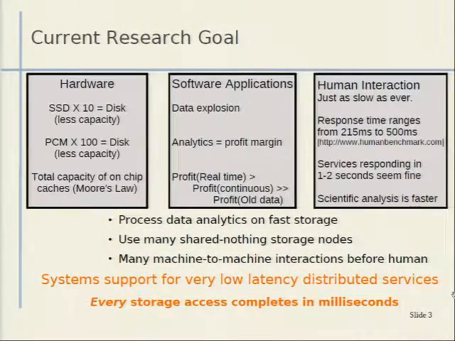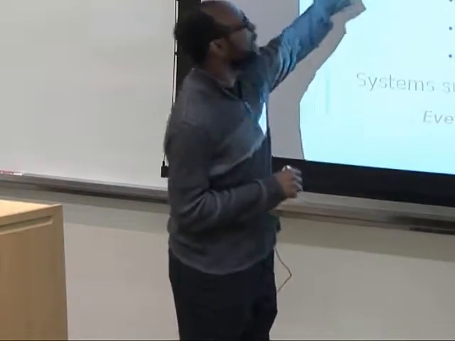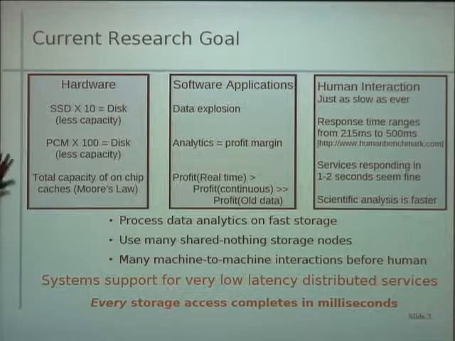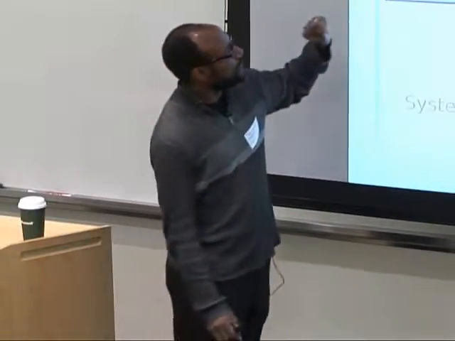So at a high level, my current research goal comes from the intersection of three trends, right? From the hardware side, SSD is faster than disk, PCM is faster than disk, and the total capacity of on-chip caches is still growing, right? So we can still fit more transistors on chip, at least for a few more years. So we have the ability to access more data quickly than we ever did before.